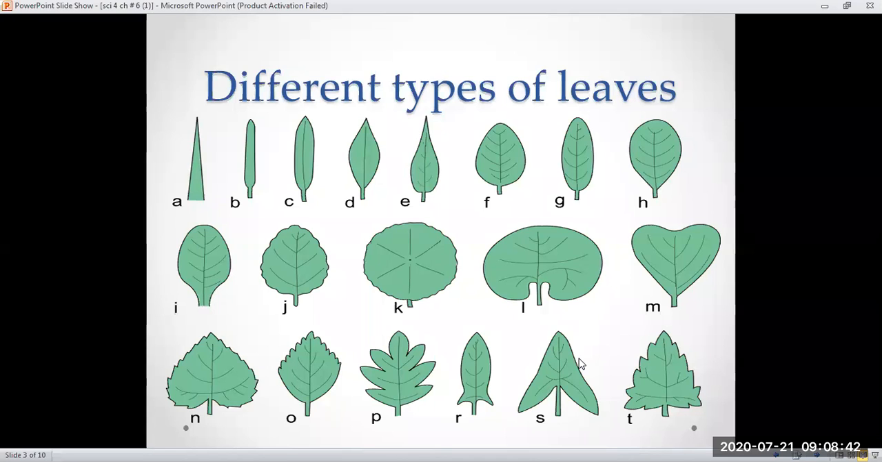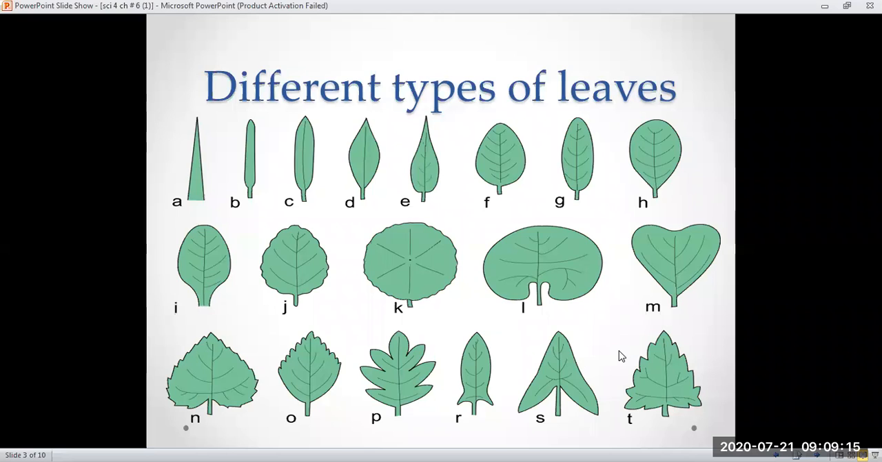We have seen a large variety of plants, as we eat different types of vegetables and fruits from plants. Similarly, the leaf of every plant is not the same. Different plants have different shapes and sizes of leaves. Some trees have very long, big leaves, some have very small leaves. These are a few different types of leaves.